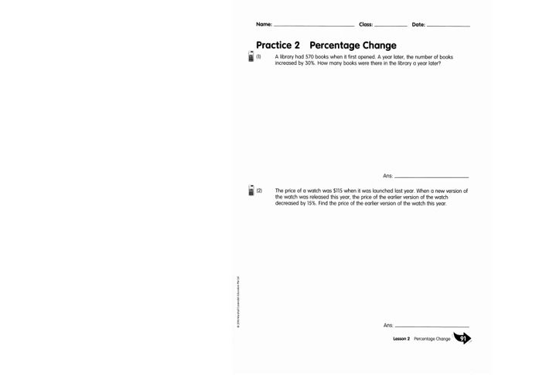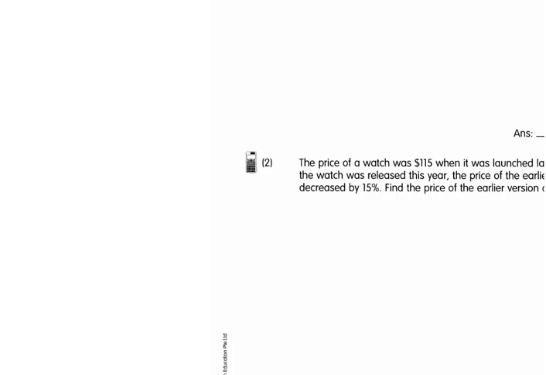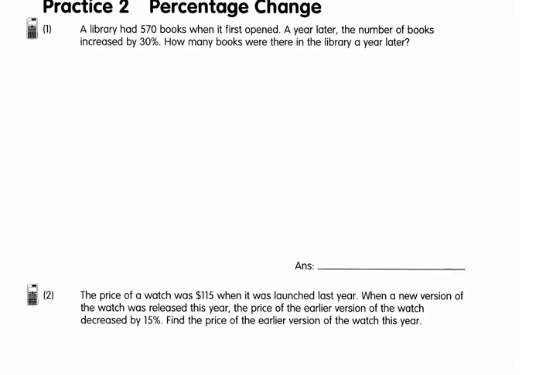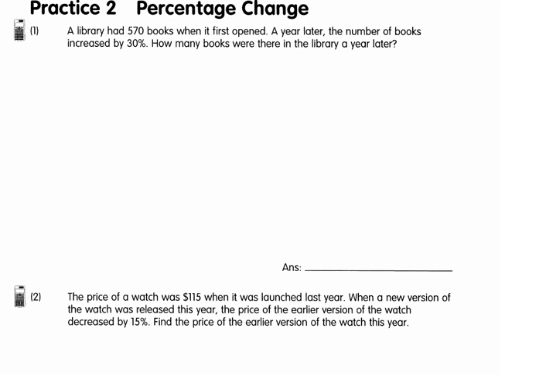Okay, let's look at the next question. Percentage change. A library had 570 books when it first opened. Of course, when it first opened, 570 books. A year later, the number of books increased by 30%. So that means when it first opened, the 570 books is considered 100% of the books, yes or no? Yes. Do you all agree with me? When it first opened, 100% of the books is 570 books.